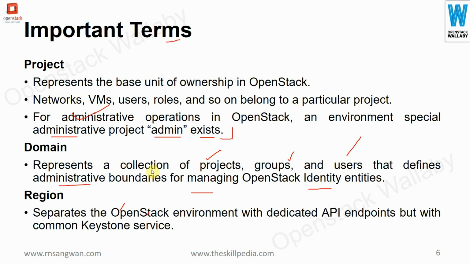Then we have region. It separates the OpenStack environment with dedicated API endpoints, but with common Keystone services. Just like every cloud has different regions, they have dedicated API endpoints, but of course the Keystone service remains common. As I work with OpenStack and Oracle Cloud also, for every region we have a different URL. Though the identity service is common, we hit the URL for the cloud, but after we are logged in, we go to our home region, and for every home region there is a separate URL.